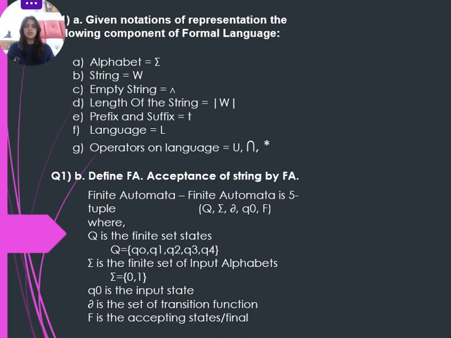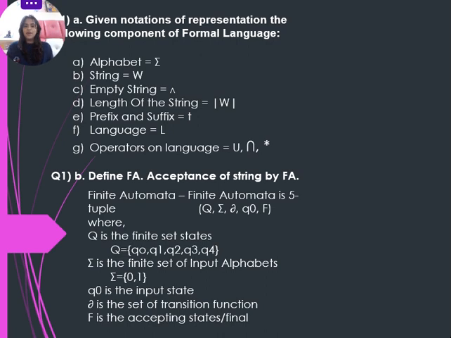So the solution is: the alphabet is denoted by sigma. The next one is string. The string is denoted by capital W. The next one is empty string. The empty string is denoted by the upper arrow. The next one is the length of the string. The length of the string is denoted by the mod of capital W.